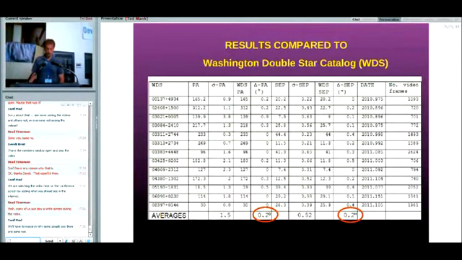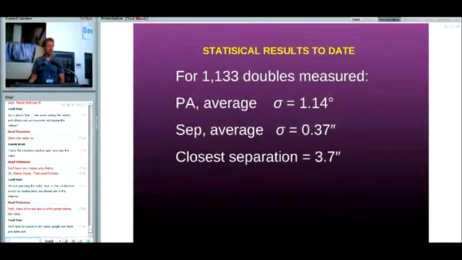Next slide, please. And that's when we got the bug and started really measuring double stars. And thus, to date, for over 1,100 doubles that we've measured together, the average position angle standard deviation is a little over a degree, and the average standard deviation of separation has been about 0.37 arc seconds. The closest separation I've measured is 3.7 arc seconds, and that's on the next slide.